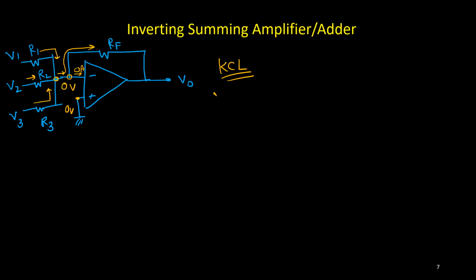So this is V1 minus 0 by R1 plus, that is the current through R1, V2 minus 0 upon R2 plus V3 minus 0 upon R3. That is the addition of current entering this inverting terminal. Then from the inverting terminal, it is leaving through RF only.